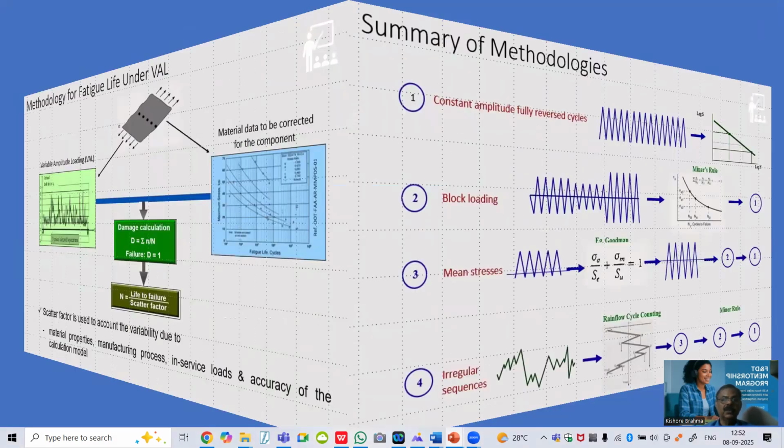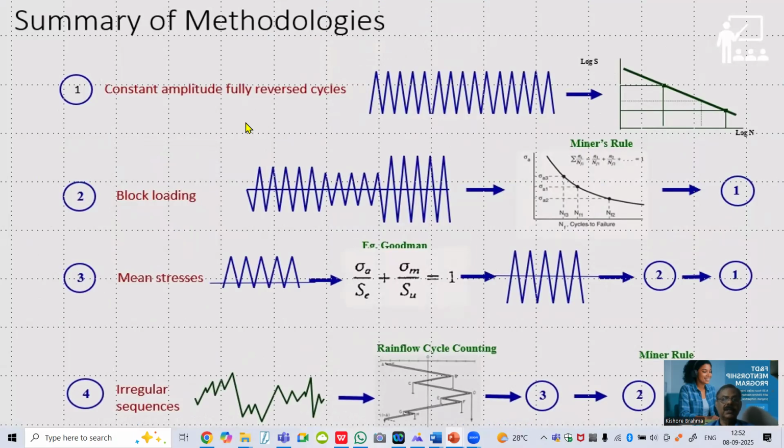A summary of the method is shown. When there is a constant amplitude fully reversed cycle, then it's just straightforward; I can use the appropriate SN curve. Then when it comes to block loading with stress ratio -1, obviously you have to use Miner's rule summation and compute the life. Then once you find the ratio, use the SN curve to find the total life.